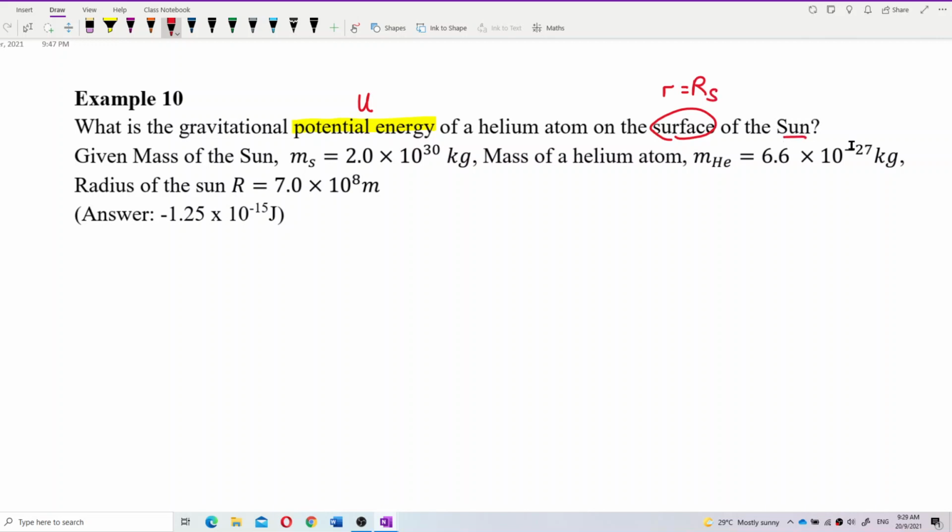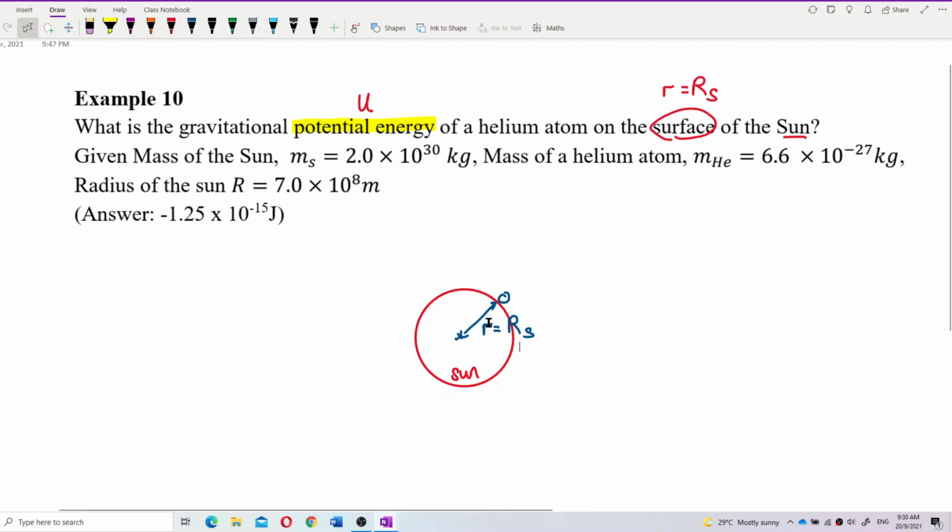We can imagine it like this. Just take this as the sun. Let me draw it out. This is the sun, and the helium atom is over here. So we need to find the distance to the center of the sun, which is the radius of the sun. So we need to find the potential energy at this position.